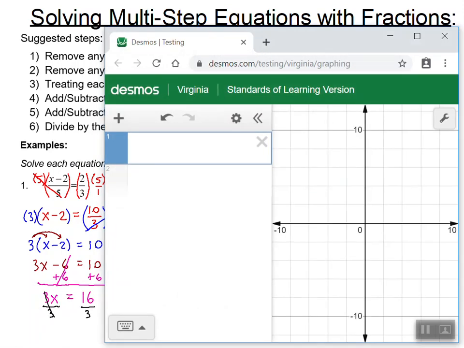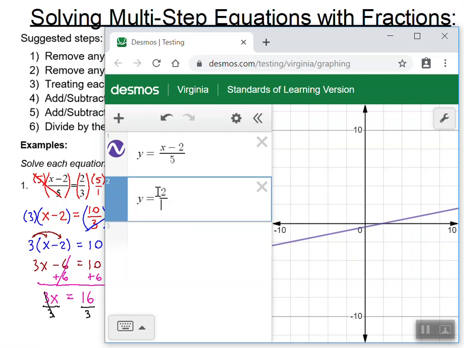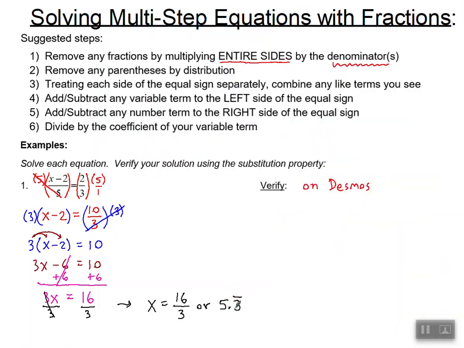And let's remind ourselves how we can verify the solution to an equation using the intersection of the two sides of the equation. I'm going to type the left side of the equation as y equals, I need a fraction so I'm hitting the division, x minus 2 divided by 5. So that's one of my equations. That's the left side. And the other side is just going to be y equals 2/3. And now I see that the intersection point is right here, and that x coordinate should be my answer. And since I see 5.333333, I know that I am correct because that's what I had as my decimal equivalent for 16/3. So we can box this in, and we know that we are correct because Desmos checked us.